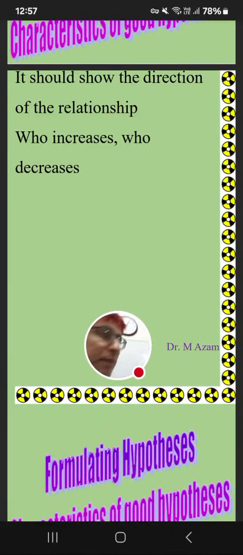In the last class, I made an arrow diagram here on the board. In the arrow diagram, the arrows show the direction of the relationship between variables. So a good hypothesis shows the direction of relationship between variables.